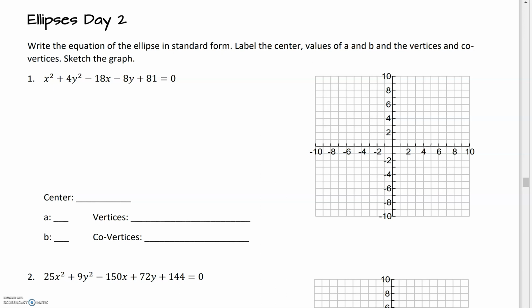In this lesson, we're going to take a look at ellipse day 2. We are going to be completing the square in this day 2 in order to get it into the form that we needed to graph it.